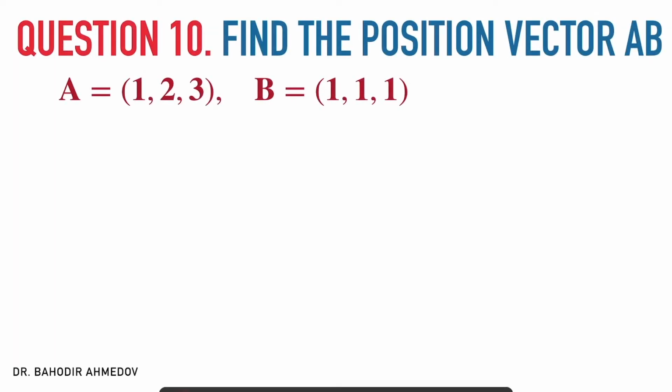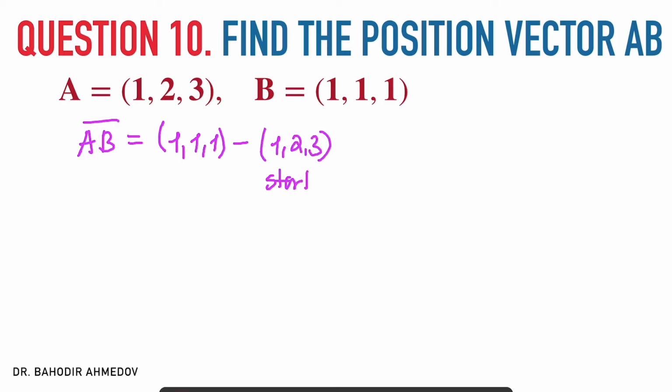Question number 10, you have to find a position vector, which is going to be super easy. The position vector AB is obtained by subtracting the starting point from the ending point. The ending point is B, so 1, 1, 1, and the starting point is A, which is 1, 2, 3. You have to subtract the starting point from the ending point always, so you need to be careful with the signs. If you subtract, it's going to be 0, minus 1, and minus 2.